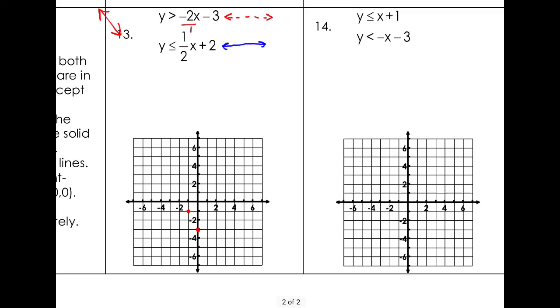So again, up 2 over 1. And we keep going up 2 over 1. Go back to our original starting point, intercept, and we go down 2 over 1, down 2 over 1. And now we draw our dashes here.